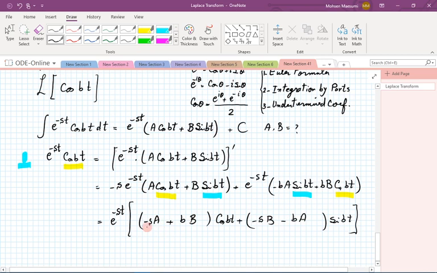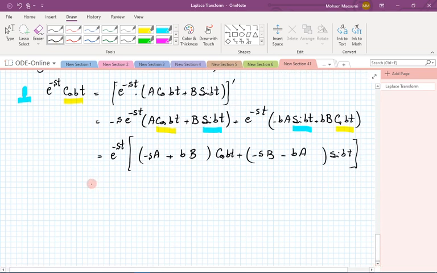So minus sA plus bB has to match the coefficient here, which is 1, and minus sB minus bA has to match the coefficient for the sine on the other side, which is 0. So I just go ahead and write minus sA plus bB, that matches to 1, minus sB minus bA, for the sine it matches to 0.